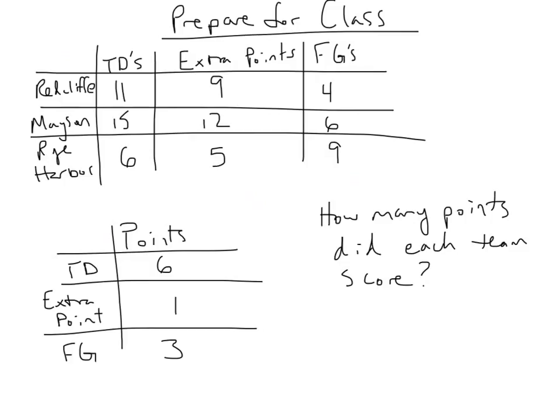Okay, so here is the problem that I'm going to ask you to prepare for class tomorrow. We've got 2 tables of data. The first table right here identifies a school and then says how many of each type of football score that team made during a season. And the second table identifies the type of score and how many points each one of those scores is worth. And the question that we're trying to get at is how many points did each team score during the season?